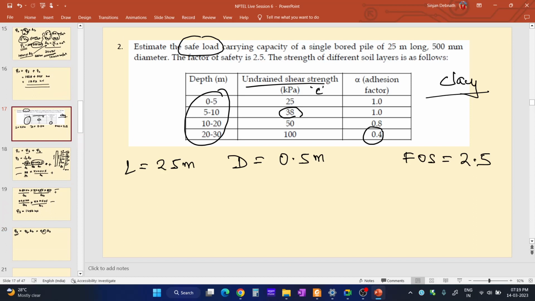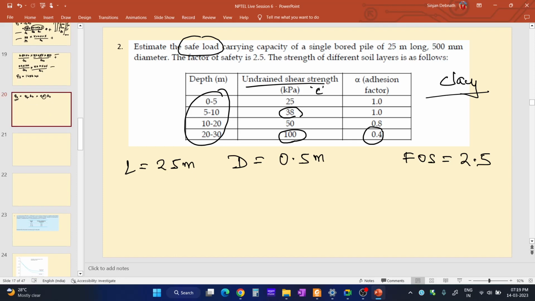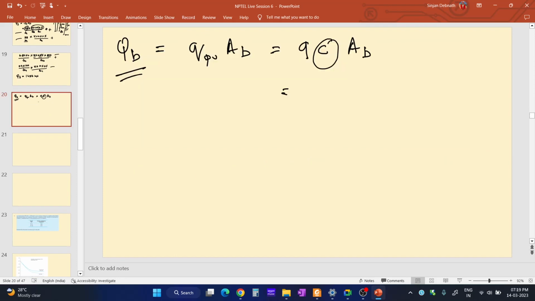The pile length is 25 meter and data up to 30 meter is given. So this is the cohesion of the soil below the pile tip. C is equal to 100. So C is equal to 100 below the base of the pile. Cohesion of soil below the base of the pile is 100. So that means capital QB will be equal to 9 into 100 into AB.